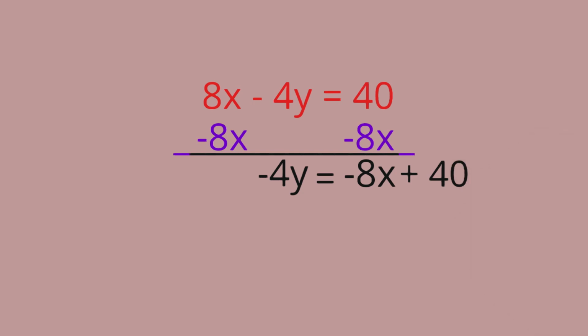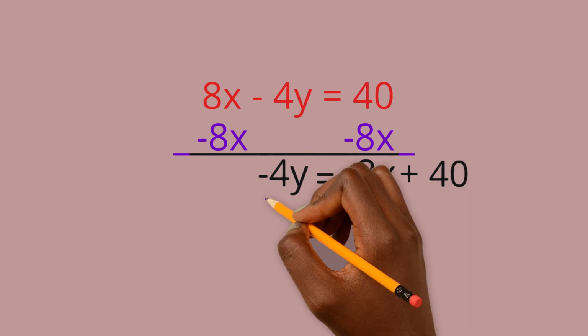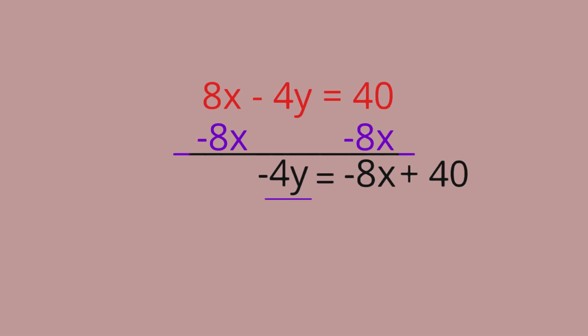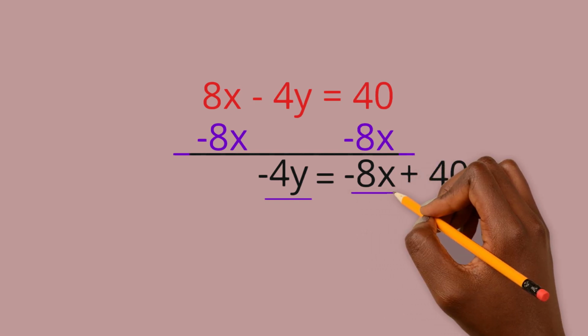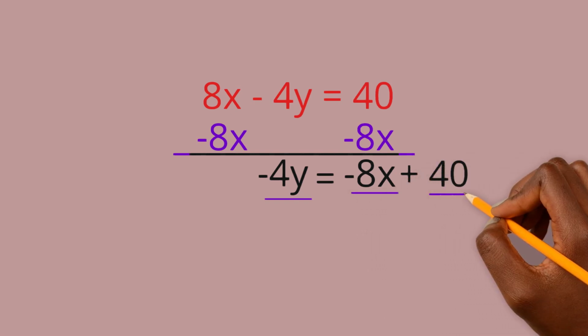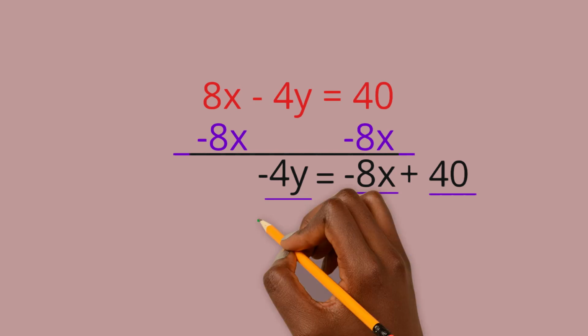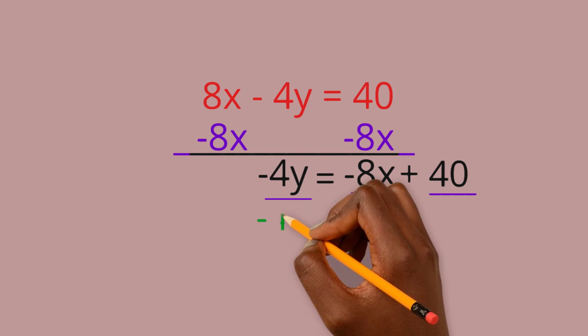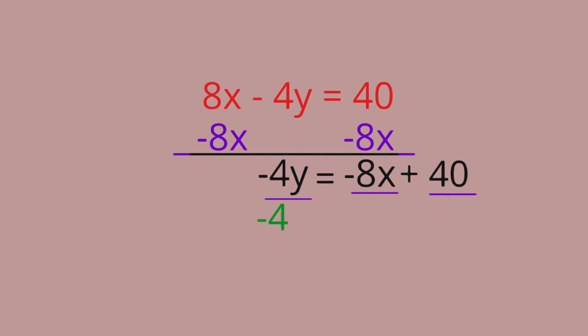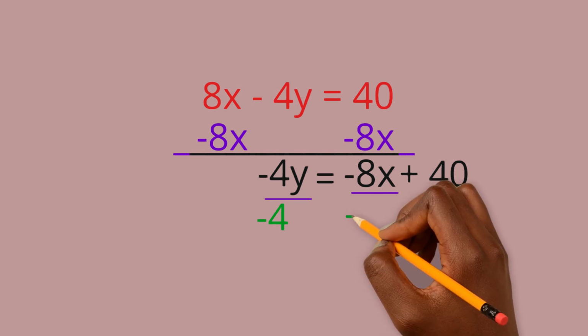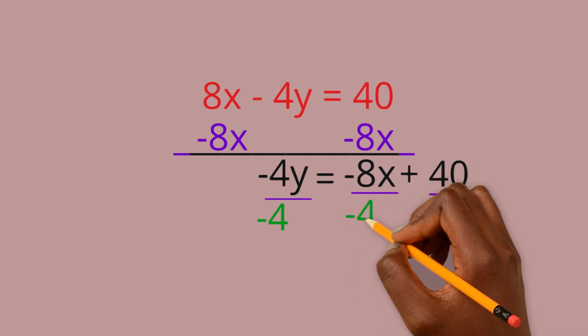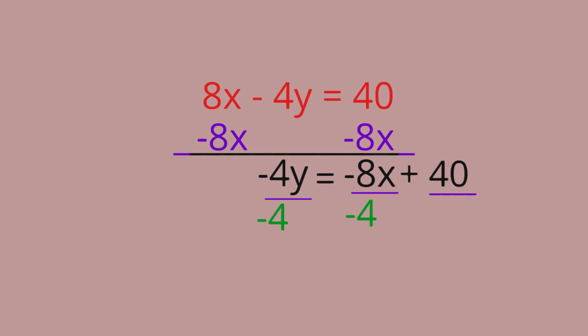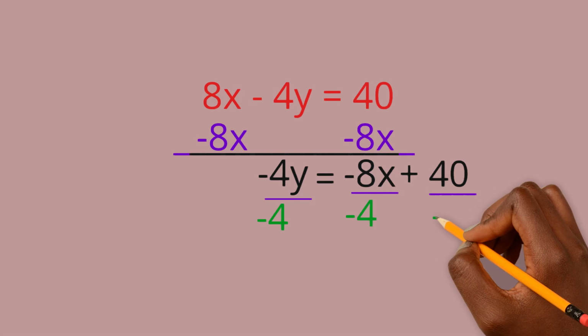Looking at this equation, I have a coefficient with my y. It can be read as negative 4 multiplied by y. So the inverse will be to divide by negative 4. So I will say negative 4y divided by negative 4. And to keep the equation balanced, I am dividing negative 4 by all my terms. So I will also divide negative 8x divided by negative 4 plus 40 over negative 4.